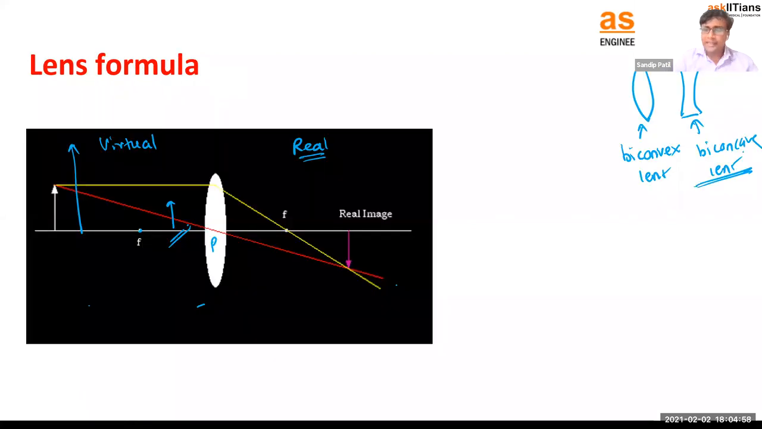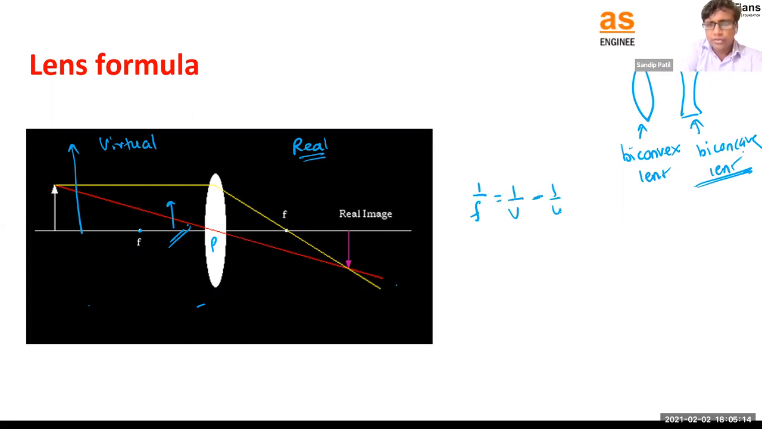Before that, let's write the formula for this one. Lens formula: if you do remember, the mirror's formula says that 1 upon F is equal to 1 upon V plus 1 upon U. The lens formula becomes a little bit different. 1 by F becomes 1 by V minus 1 by U. So only this sign is different here.